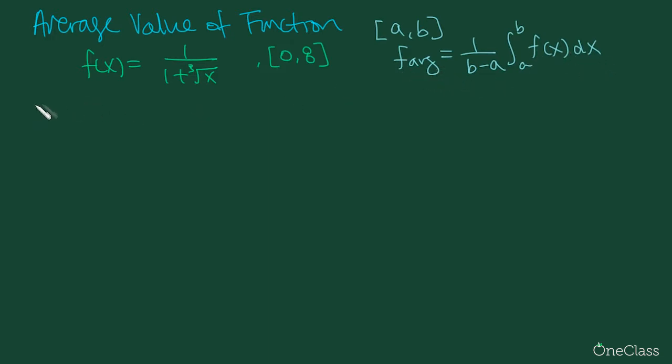So let's try to find this. The average value of the function is going to be 1 over 8 in front of the integral, because 8 subtract 0 is 8, so we divide by the thickness of this interval, times the total area of the function over this domain. So 1 plus the square root of x to the power of 3, this is 1/3, dx.